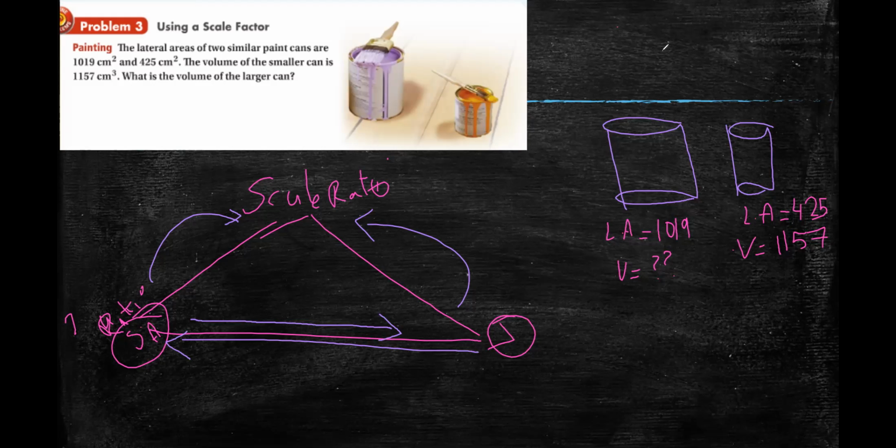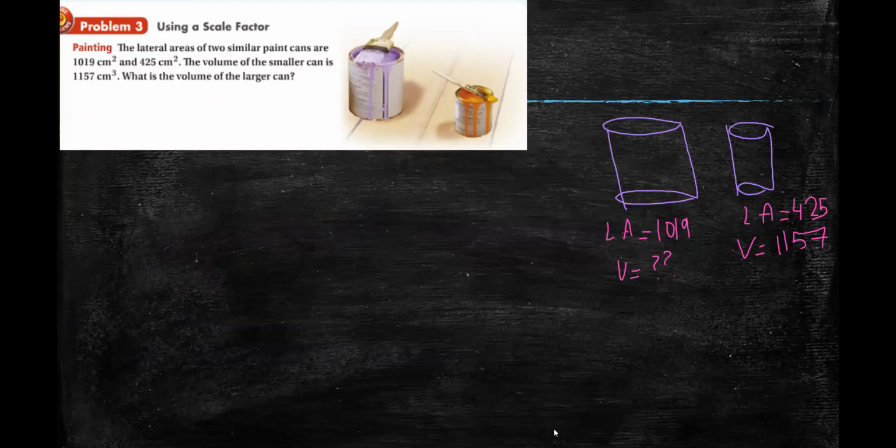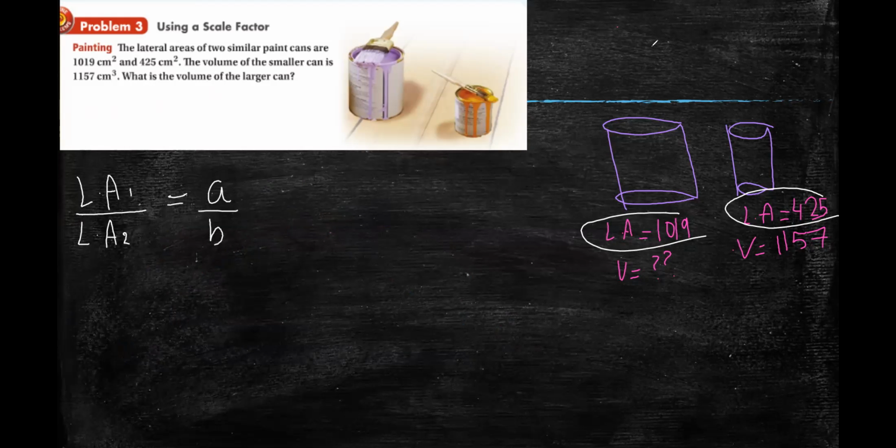In this problem here, as you see, we have two cylinders. They give me the lateral area for each one. They give me the volume of the smaller one, and they ask me to find the volume of the larger one. Now, let's start with the lateral area. The lateral area for the first prism over the lateral area of the second prism gives me the square of the scale factor.